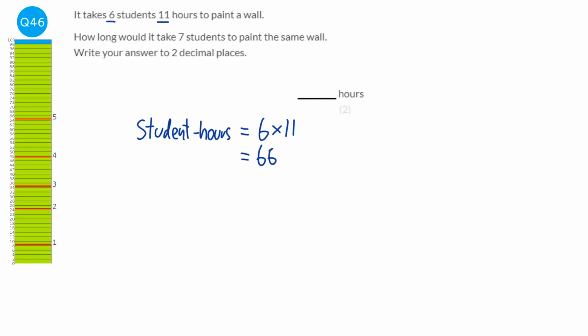So here we've got 6 students and it takes 11 hours, and it says how long will it take 7 students. Well, if there's 66 hours, or student hours, but they're sharing the time, we just divide 66 by 7. So 66 divided by 7 is 9.428, blah, blah, blah. And it says it wants it to 2 decimal places, so it will take them 9.43 hours.